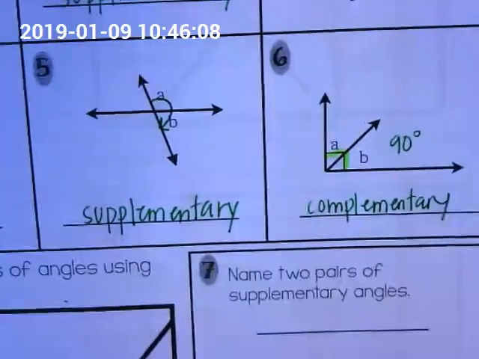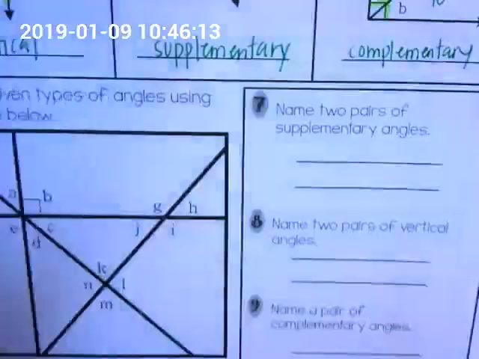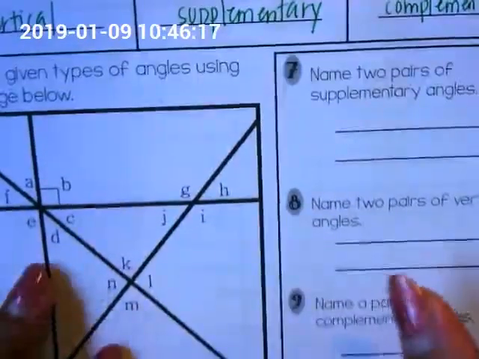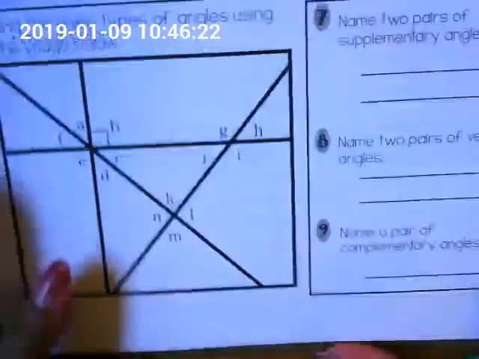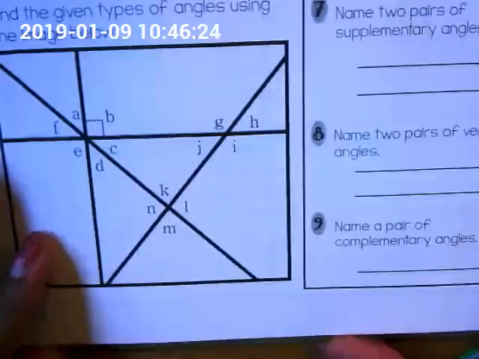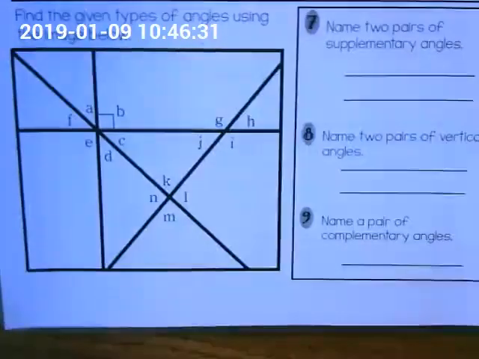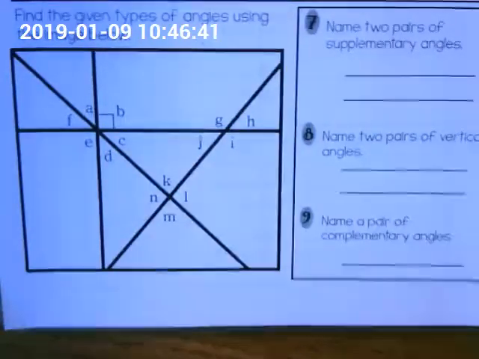All right. Now at the bottom of your paper, they're telling you to name pairs of supplementary and complementary and vertical angles. So a lot of people were struggling with this part. And I think it's because you weren't sure how to name your angle. So if I'm looking for supplementary angles, I'm looking for angles that make a straight line together. All right? So I'm going to look for anywhere I can draw a straight line.